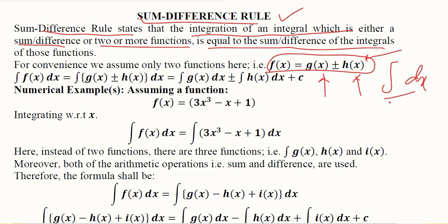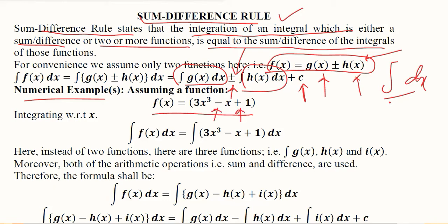So if we have such a function in which there are two sub-functions, then we can integrate them separately and we can retain the sign, no matter if it is plus or minus in the middle. The constant of integration will remain. So we can do a numerical example.